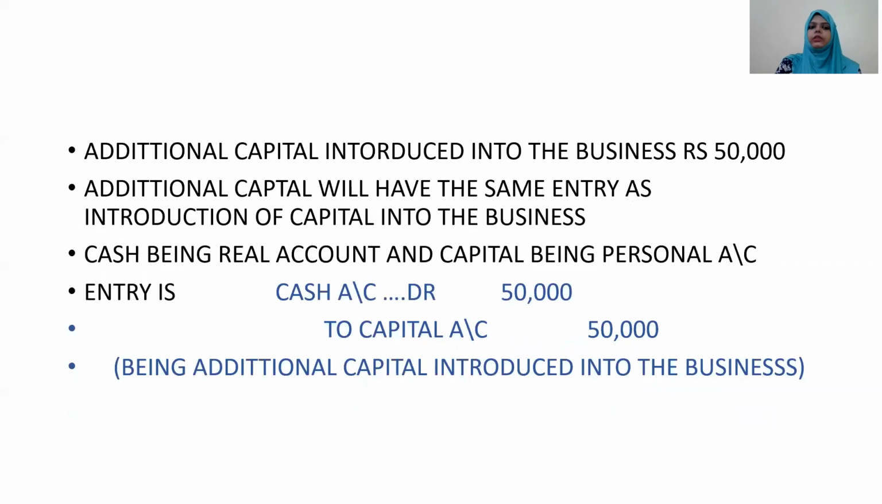Moving to the third entry, additional capital introduced into the business, rupees 50,000. As I told you, when and where required, there can be additional capital introduced into the business by the owner or the proprietor of the business. So when there is additional capital introduced, there is no change from the beginning, when capital was introduced. So additional capital will have the same entry as the introduction of capital into the business. Cash being a real account and capital being a personal account, cash account debited rupees 50,000 to capital account.